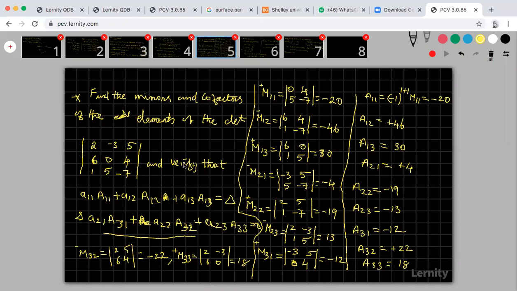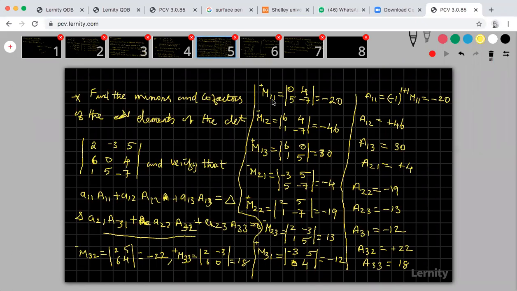Look at the question, I am reading the question again. Find the minors and cofactors of the elements of the determinant. One determinant is given: 2, minus 3, 5, 6, 0, 4, 1, 5, minus 7. Find the minors and cofactors. There are 9 elements because this is a 3 cross 3 determinant. So we have to find the minors and cofactors for all the 9 elements. First of all, find the minors and cofactors and then verify this.